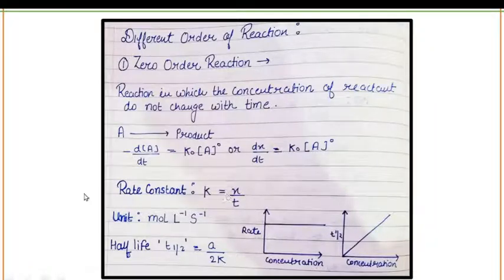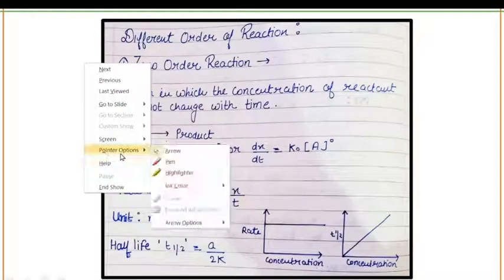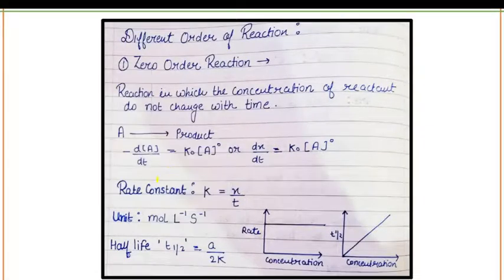Now a very important factor, that is the unit of zeroth order. This is mole liter inverse second inverse. This is very important. A question can be asked directly, what is the unit for a zero order reaction, and this is mole liter inverse second inverse. Now if you talk about the half-life for a zero order reaction, this is A by 2K. What is A by 2K? A is your concentration while K is your rate constant.